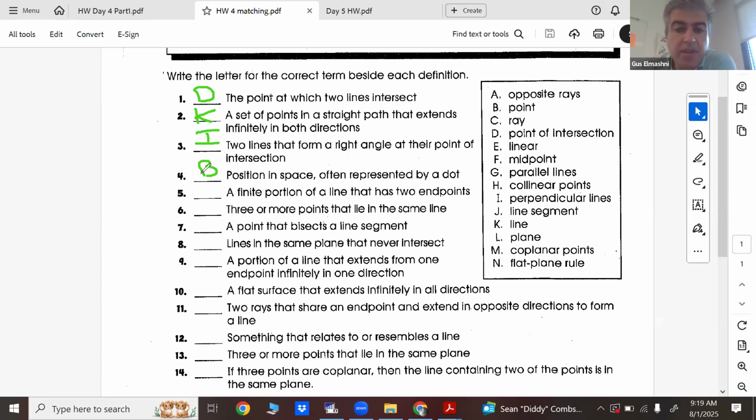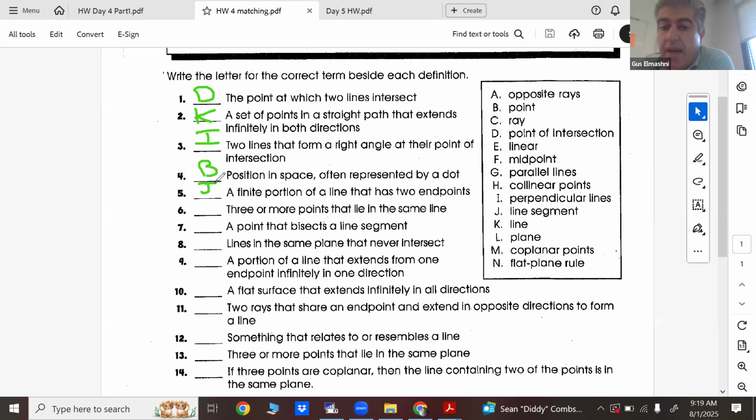A fine portion of a line that has two endpoints. It's going to be a segment, actually, because remember, a ray goes forever, right? Like a light ray. But this doesn't go on forever. It has 2 endpoints, and it is a portion of a line. So that should be J. Right, now we think about 6.